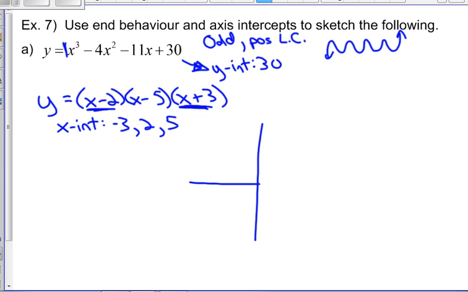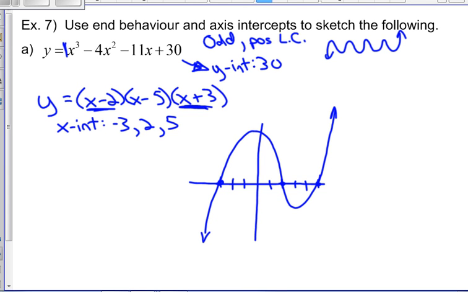Let's sketch the graph. So x-intercepts at negative 3, positive 2, and positive 5. I know in the end it goes up, and it starts from down below. And now I'm just going to connect those. Where's the y-intercept? The y-intercept is at 30. Where's the turning point? We don't exactly know. So that's something that we'll need calculus to figure out. For now, we just do our best with the axis intercepts. And the question says that: use end behavior and axis intercepts to sketch.